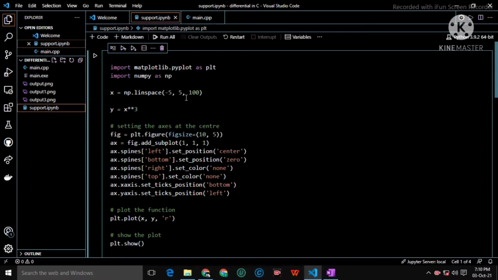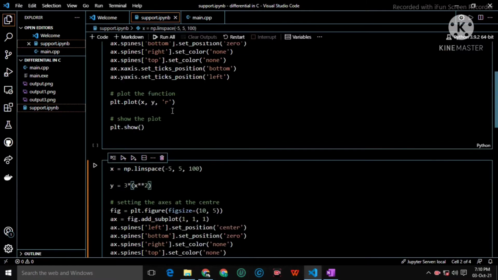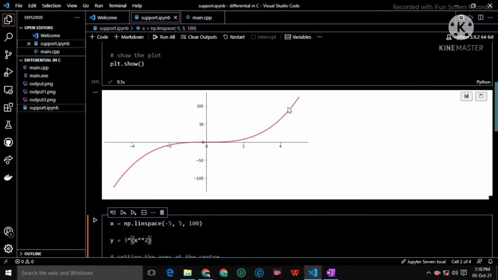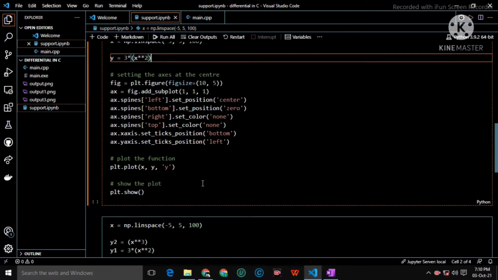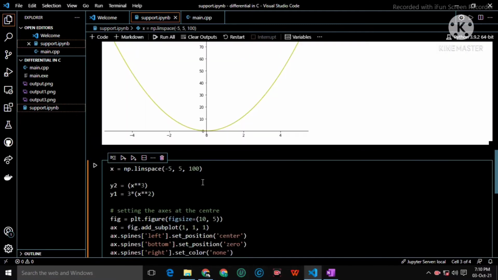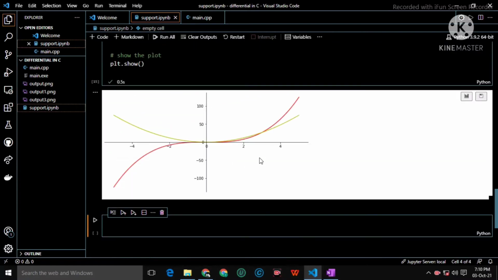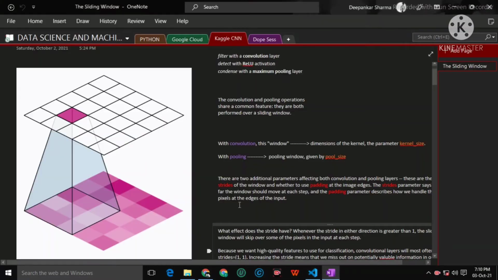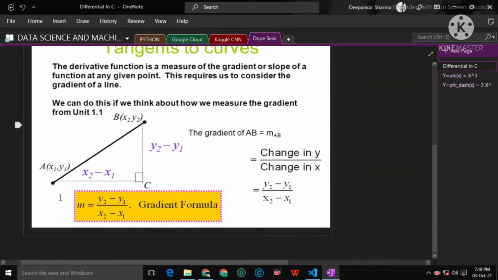I have this Jupyter notebook, and you don't need to worry about NumPy and Matplotlib. The function we care about is x cube, and this graph shows how x cube looks. Then again, 3x square would look something like this. I'm going to run it. This is the graph for 3x square, and both of them together would look something like this. This is the graph of both functions.